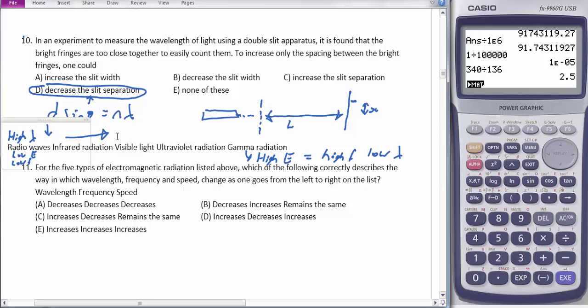And so going from left to right, the wavelength gets smaller, so this goes down, frequency goes up, speed is constant. So not the first one. Yes, B, the correct answer.